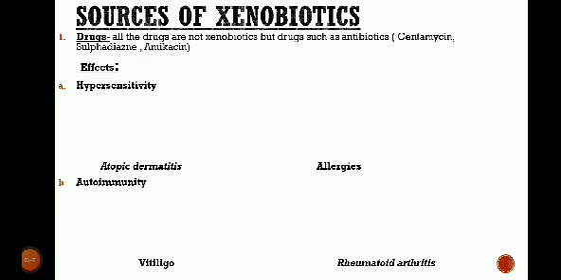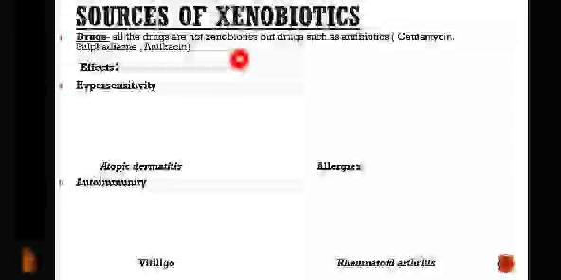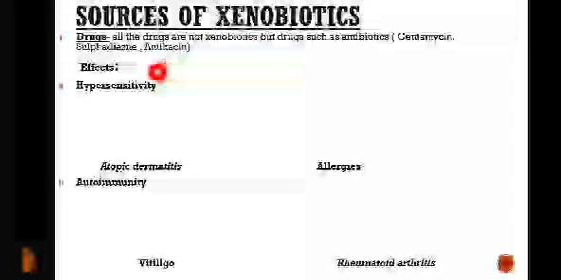Sources of xenobiotics. The sources of xenobiotics can be drugs, environmental pollution, toxic food, and cosmetics. First, drugs. A drug is a chemical substance which is used to treat, cure, prevent, or diagnose a disease. All drugs are not xenobiotics, but drugs such as antibiotics, gentamicin, sulfadiazine, amikacin are harmful to humans. Now the effects of drugs.